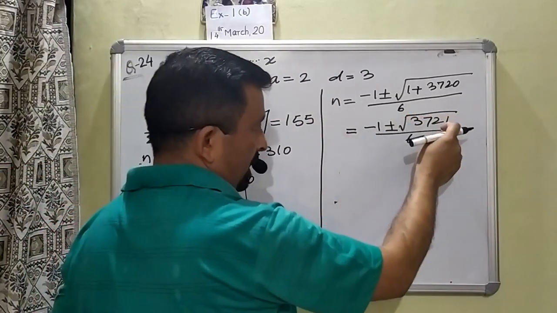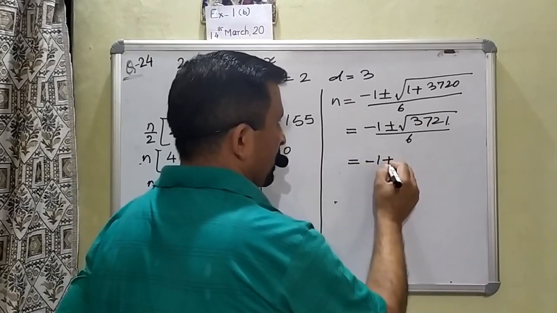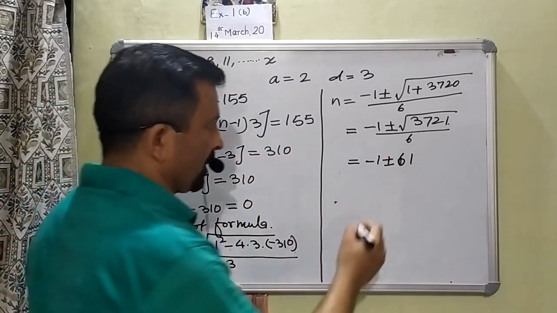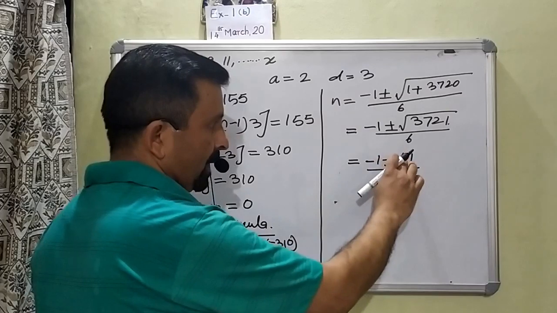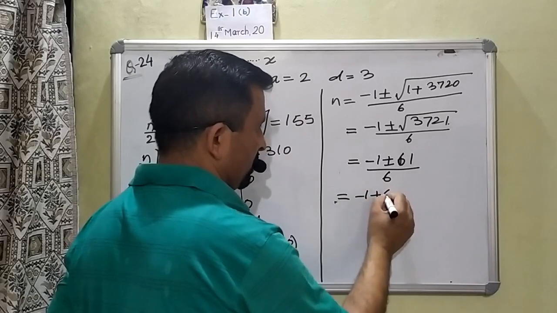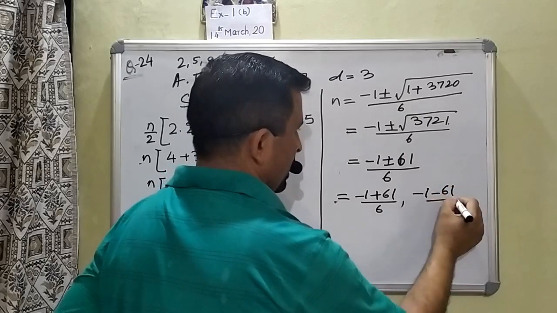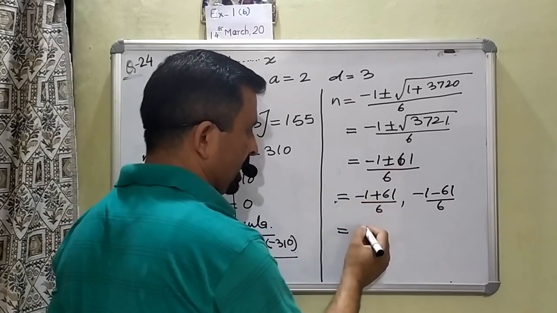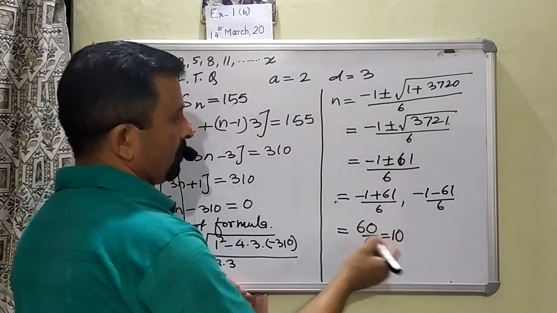Now this 3721 is a square number, and its square root is 61. So minus 1 plus minus 61, divided by 6. Finally, this equation is solved. The root sign is gone. We can now segregate the two answers. So one answer will be minus 1 plus 61 divided by 6. Another answer will be minus 1 minus 61 divided by 6. This will give you minus 1 plus 61 becomes 60, and 60 divided by 6 will give you the answer 10. So this is your one answer.